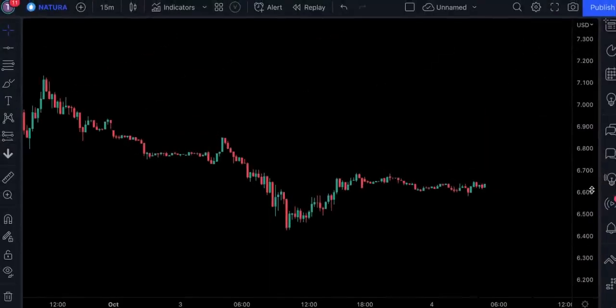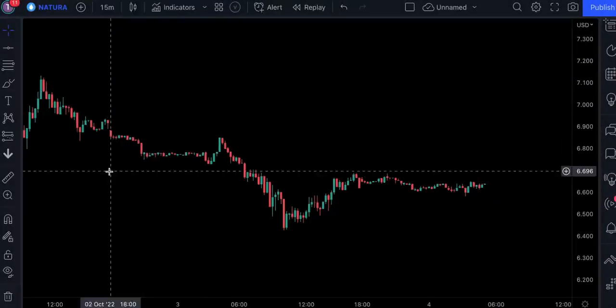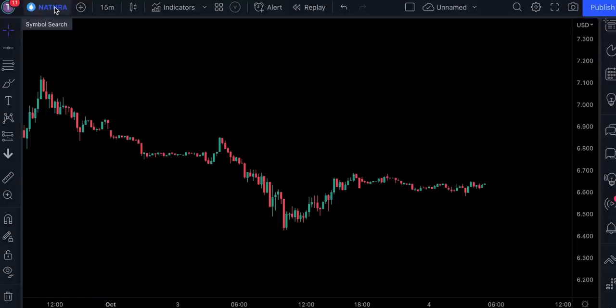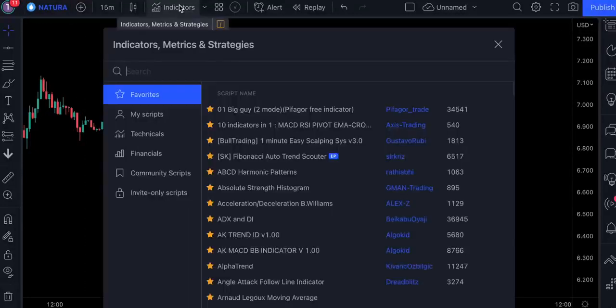Okay, so for this strategy you first need to open the TradingView chart and set the time frame to 15 minutes. The strategy works perfectly well on all markets that have a high level of liquidity. For this example we're going to be using the price of natural gas. So to add the indicators to the chart, you first need to click on the Indicators tab and search for the first indicator, which is called the Secret EMA Cloud.